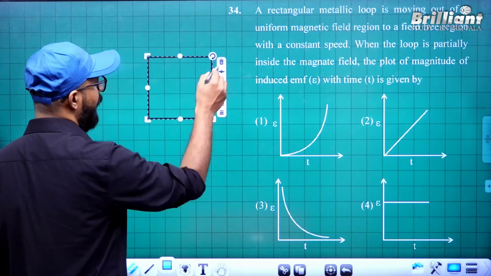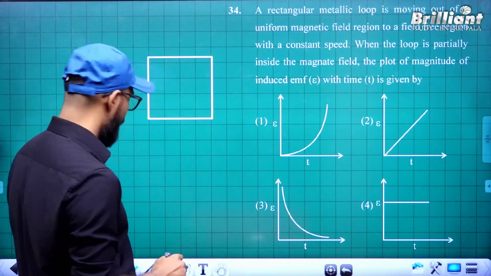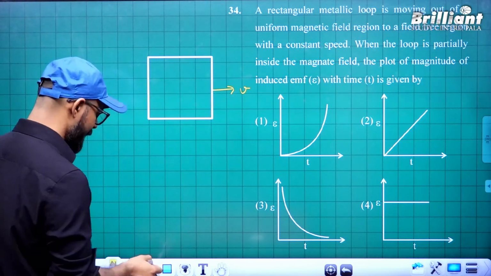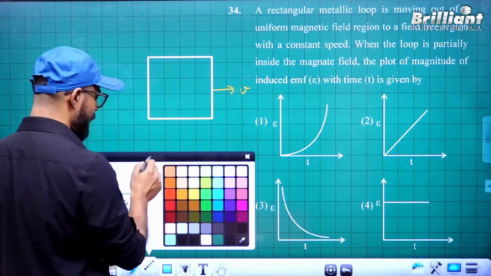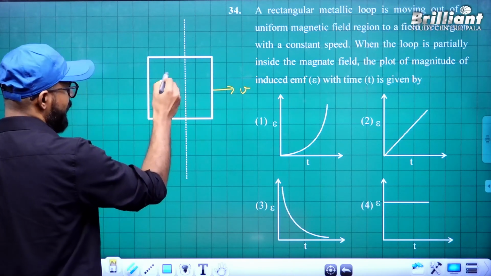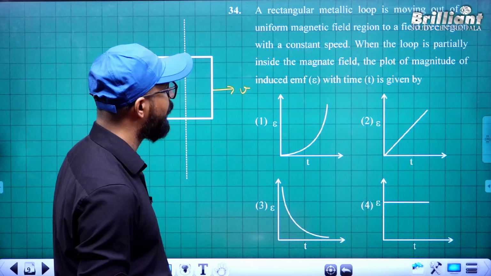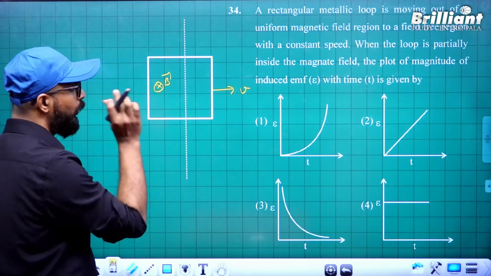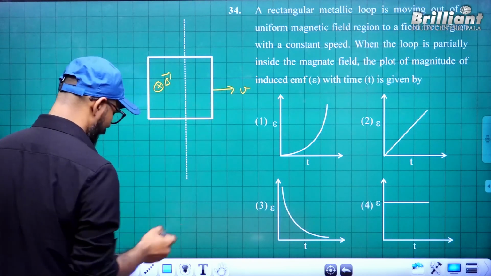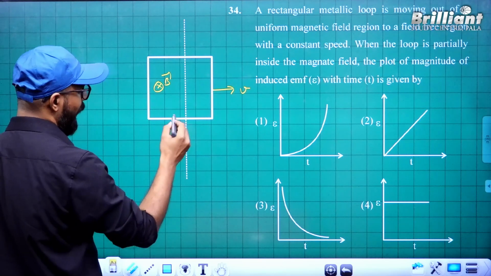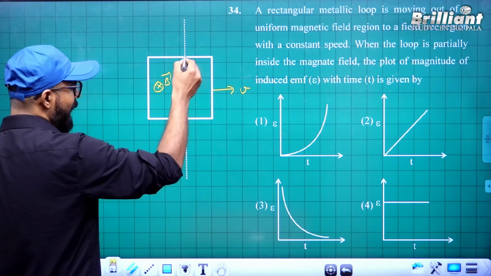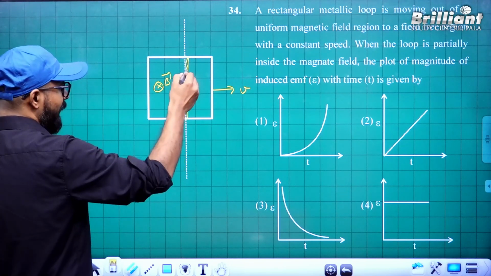There is a rectangular metallic loop moving in a magnetic field at a constant speed. The given situation is that it is partially inside a magnetic field. There is a magnetic field region and the loop is partially inside that field. The plot of the magnitude of induced EMF with time is asked. You're pulling out a square plate from the magnetic field. If I pull it slightly over here, this much is the area that it covers.